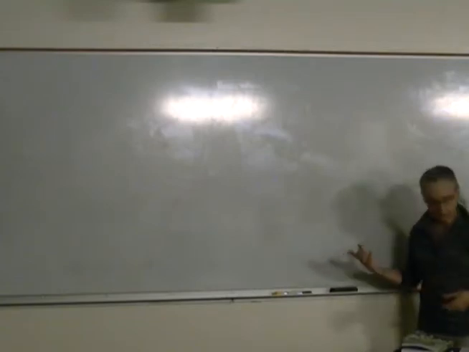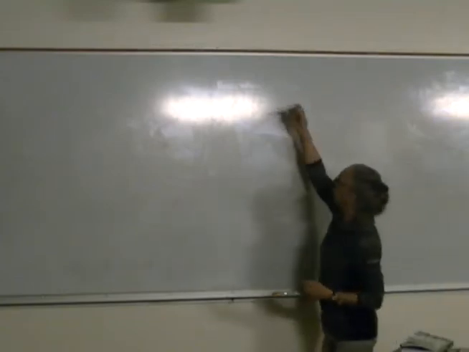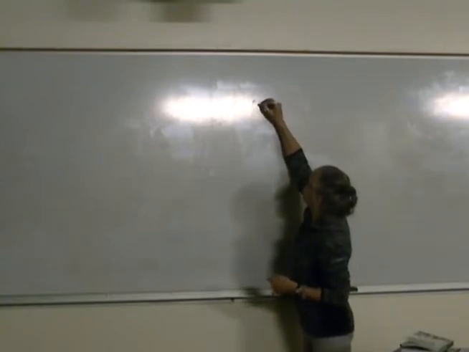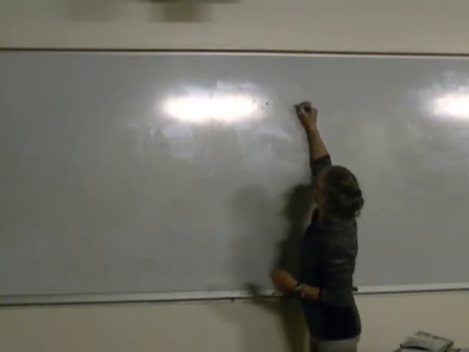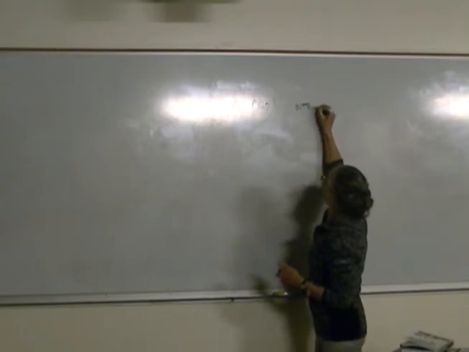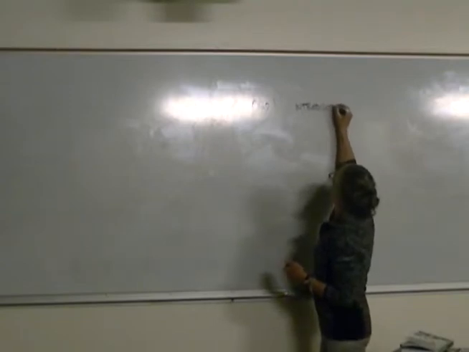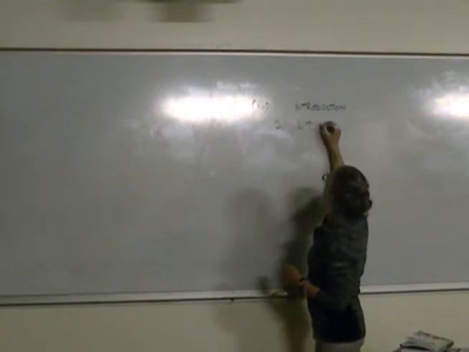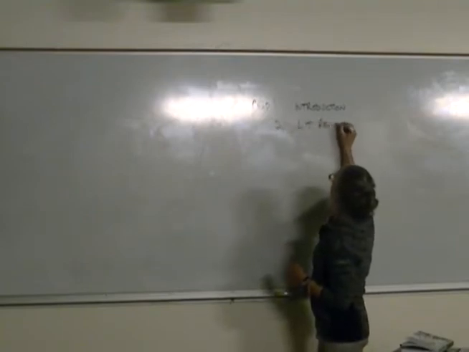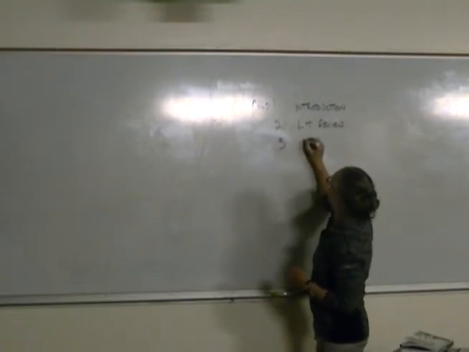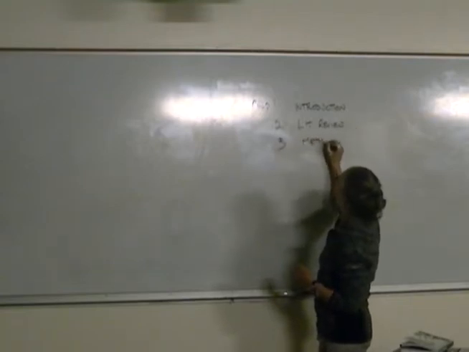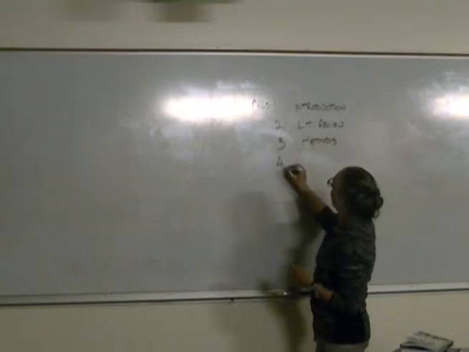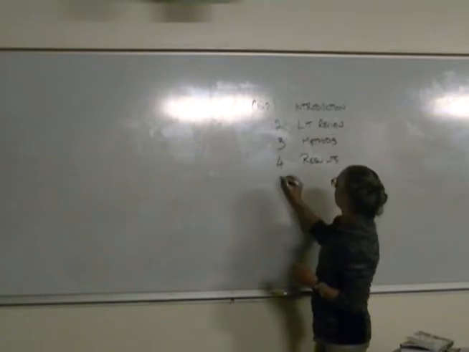Okay, so a thesis has 5 chapters. Chapter 1 is the introduction. Chapter 2 is the lit review. Chapter 3 is methods. Chapter 4 is results. And chapter 5 is discussion.